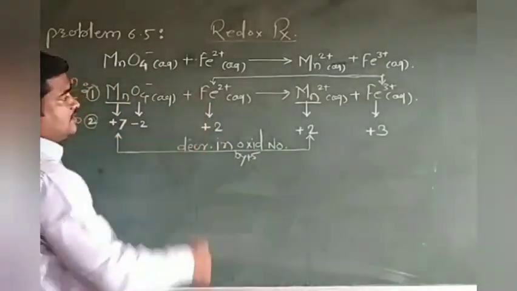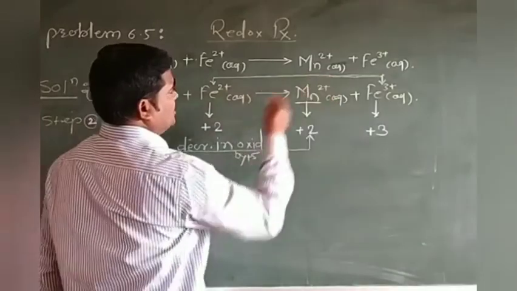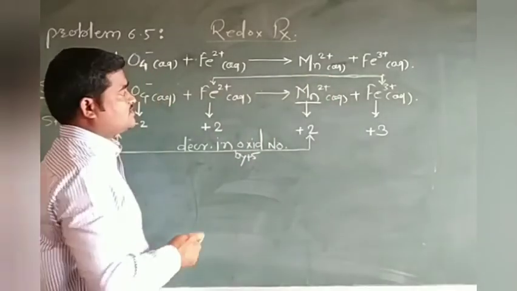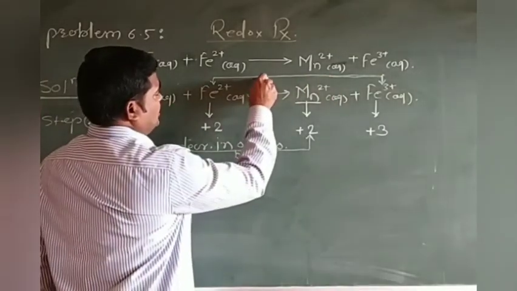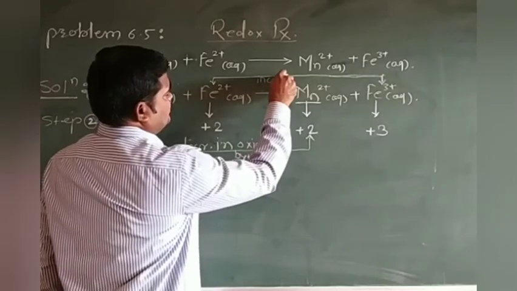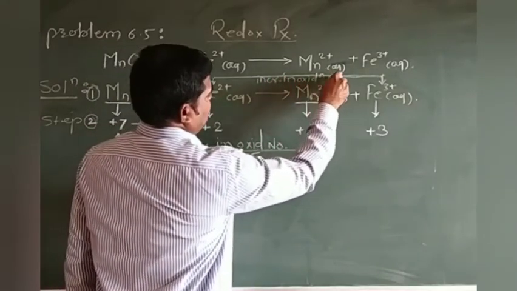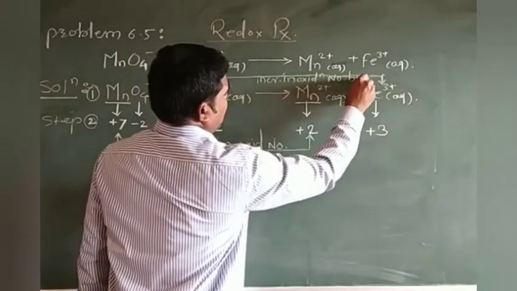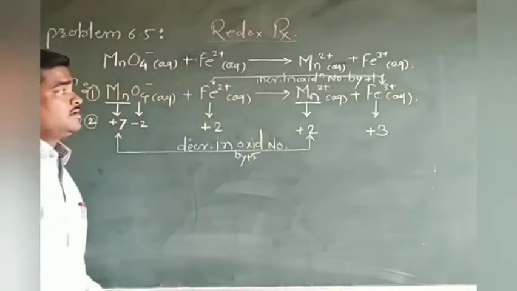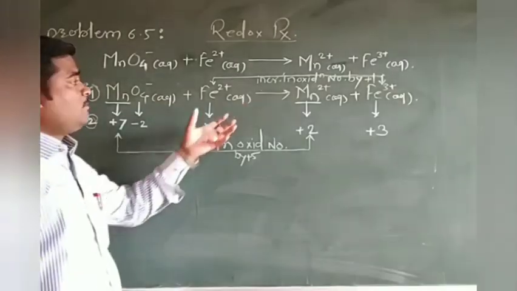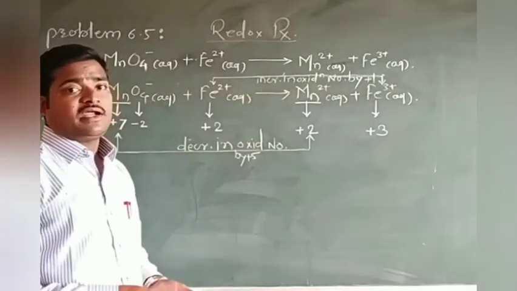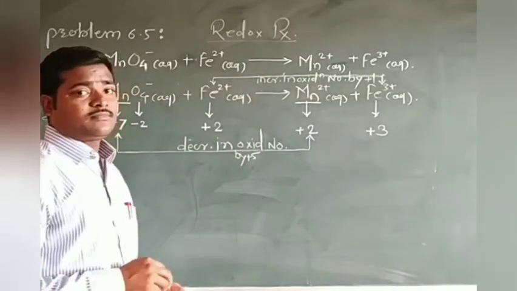And if you look at iron, an increase in oxidation state takes place here. So I can write here increase in oxidation number by +1. This is the important thing that you have to keep in mind. This is a very important step.